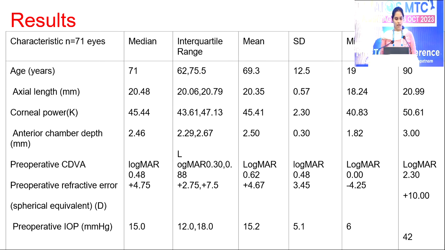My results: median age of 71 and an axial length of 20.48. Corneal power is 45.44 and anterior chamber depth was 2.46. Preoperative corrected distance visual acuity is logMAR 0.48 and preoperative refractive error is plus 4.75, spherical power, and preoperative IOP was 50.